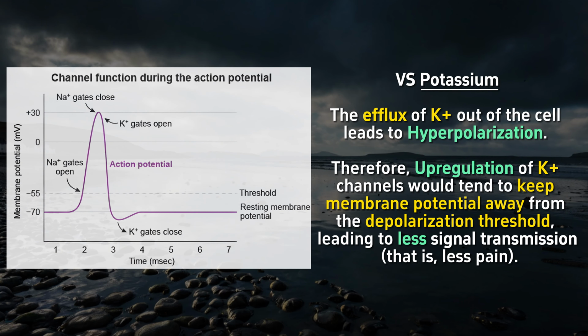The efflux of potassium out of the cell leads to hyperpolarization. Therefore, upregulation of potassium channels would tend to keep the membrane potential away from the depolarization threshold, leading to less signal transmission, that is, less pain.